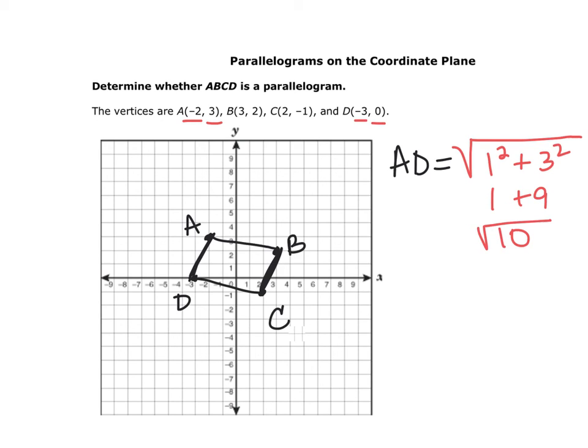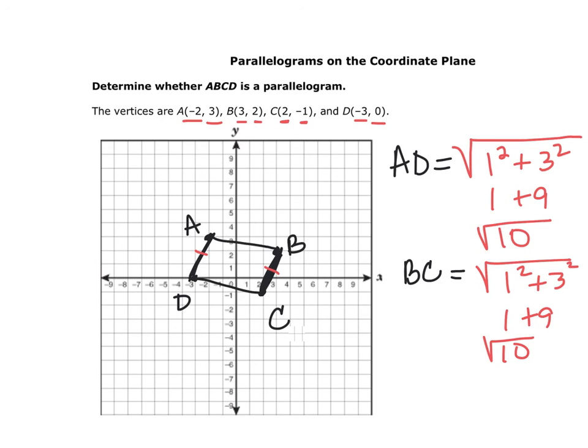Now let's find the length of BC. Okay, so we're going to find the square root of the difference between our x's, which is 1, and square that, plus the distance between our y's, which is 3. And so I have, again, 1 plus 9, and I have the square root of 10. So I know that AD and BC are congruent. Now we can check to see if they're parallel.